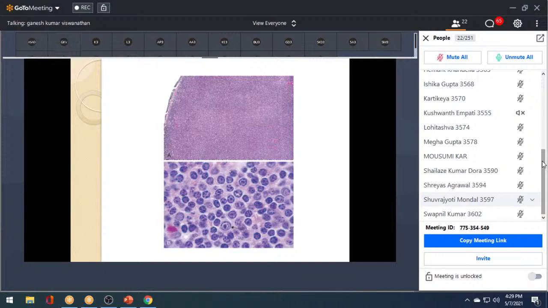So this is the lymph node biopsy, just to show the lymph node architecture. Dr. Soumya talked about different types of lymph node architecture, whether it's a diffuse infiltration or a follicular or nodal type of infiltration, etc. Here in CLL, you can see the diffuse infiltration of small mature appearing lymphocytes.